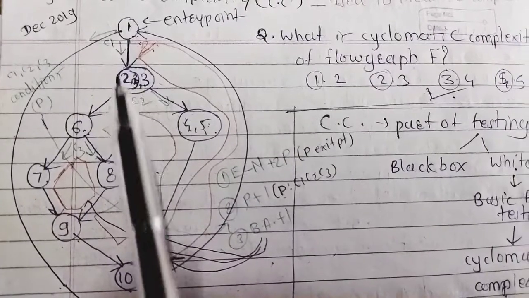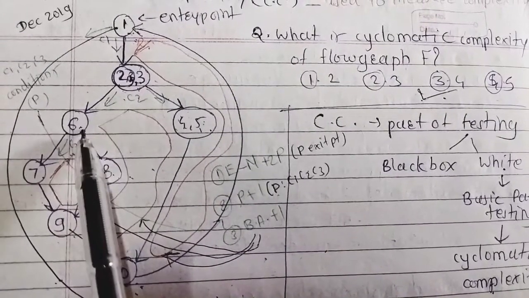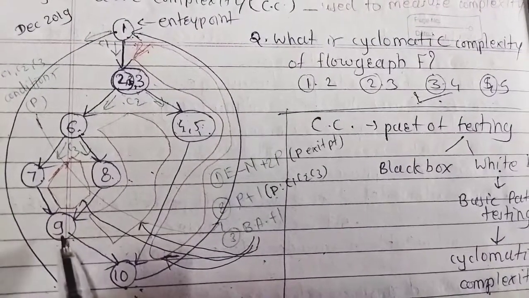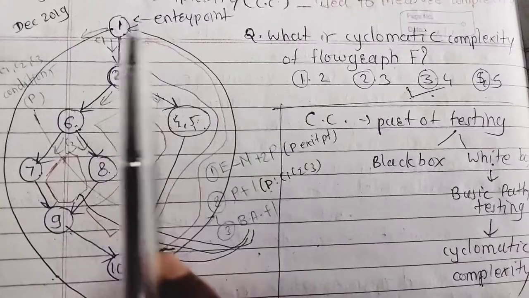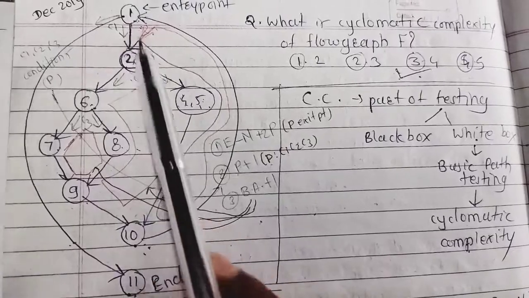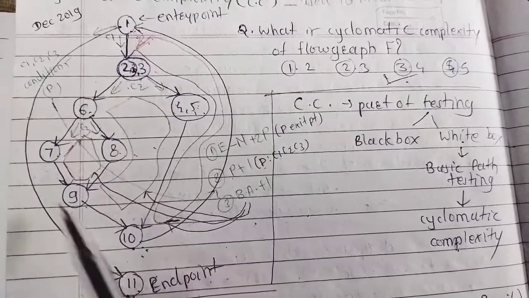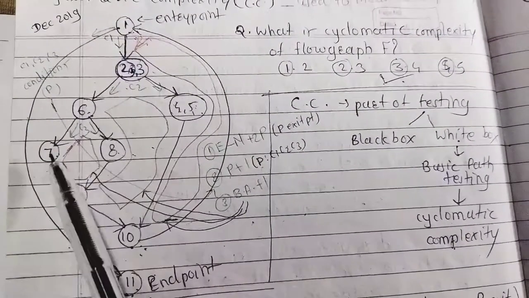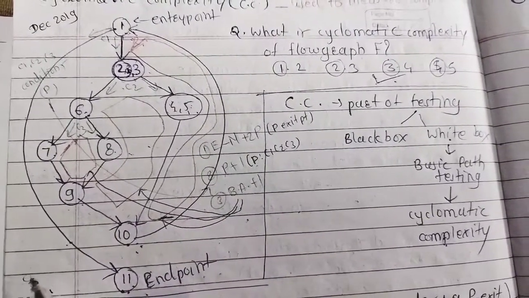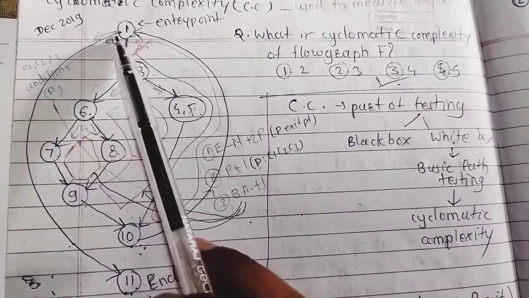In this example, the path starts from the entry point, then 2, 3, then 6, then 7 or 8, then 9, 10, which goes through 1 again, and the last is 11. This is one path. The second path is 1, 2, 3, 4, 5, 10, 1 and 11. In the left path, 1, 2, 3, 4, 5, 6, 7 and 8. So the first longest independent path has 8 nodes, and the second, 1, 2, 3, 4, 5 and 6, has only 6.